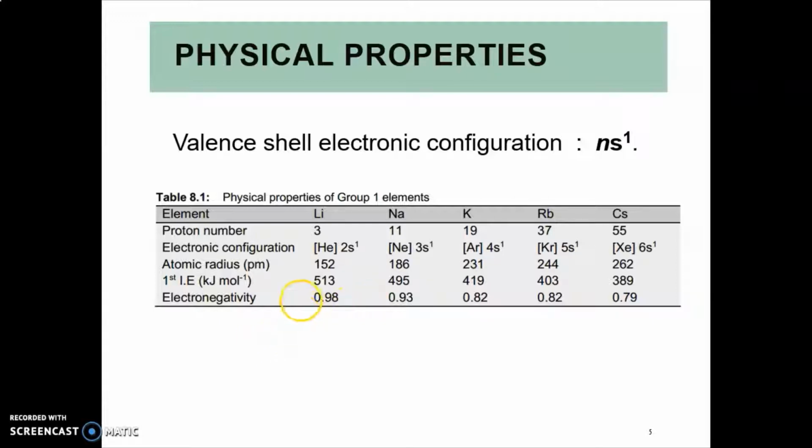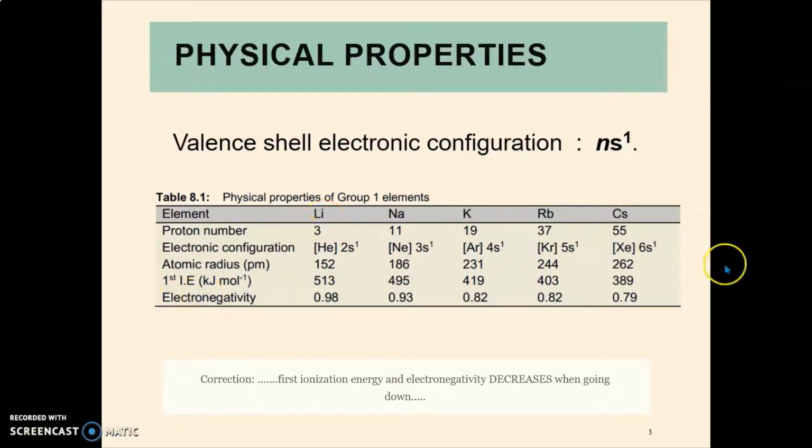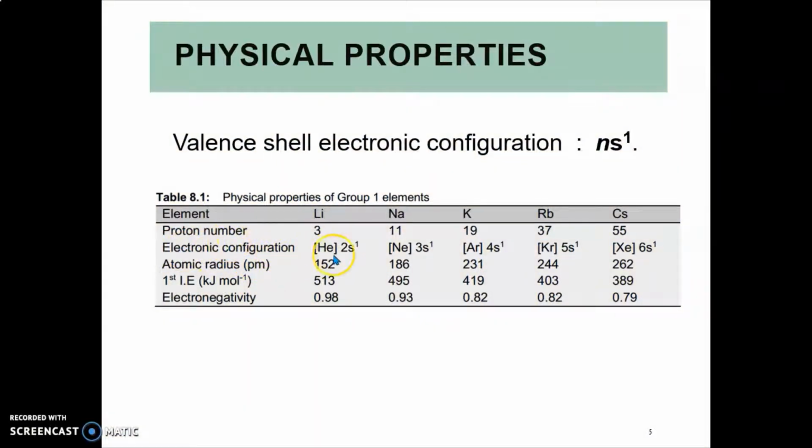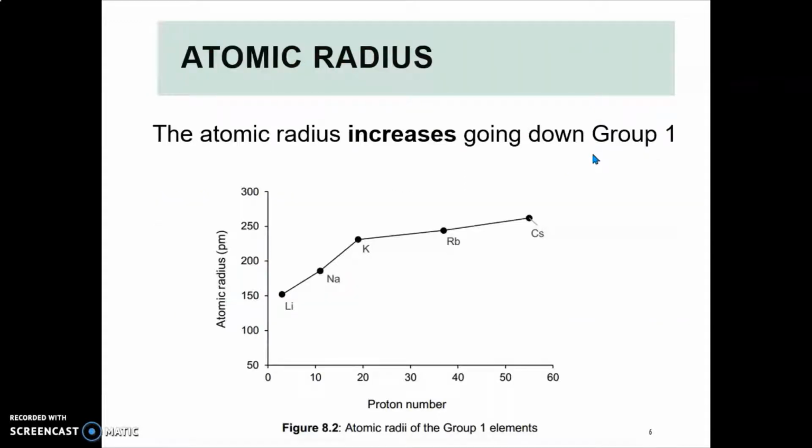Generally, the proton number, atomic radius, first ionization energy, and electronegativity increase when going down group 1 from lithium to cesium. The electronic configuration shows that the valence shell electronic configuration is ns1 in general, with one valence electron. The first physical property we will discuss is atomic radius.